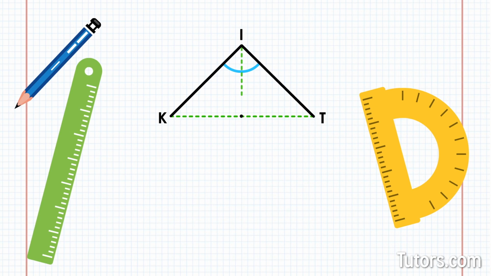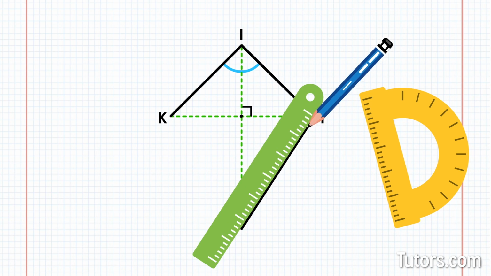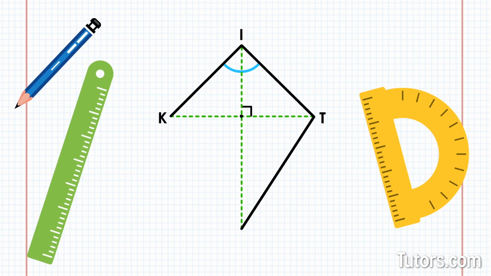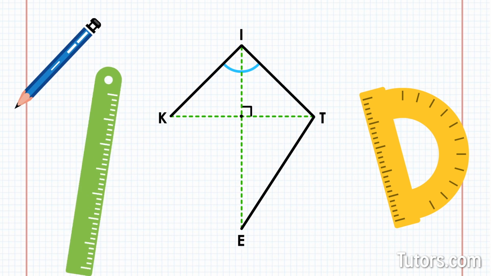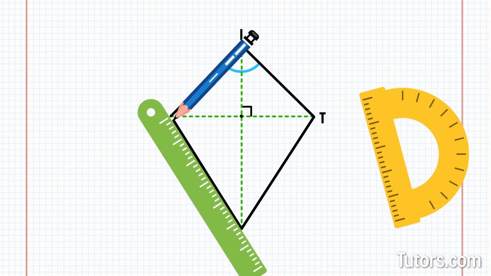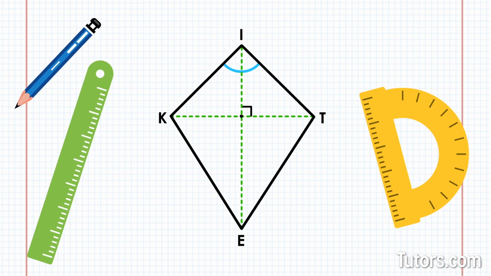If you end the line closer to angle I than diagonal KT, you will get a dart. If you end the new line further away from angle I than diagonal KT, you will have a convex kite. Connect the endpoint of the perpendicular line with endpoint T. Label it point E. Connect point E with point K, creating line segment EK. Notice that line segments or sides, TE and EK, are equal. Notice that sides KI and IT are equal.